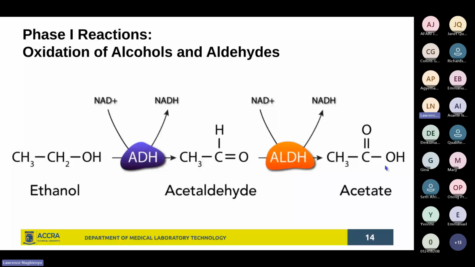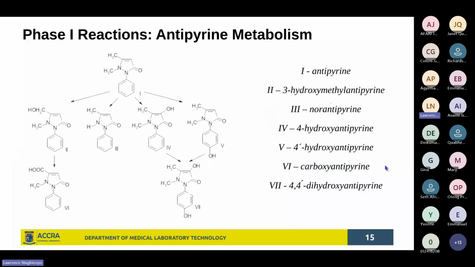Then another example of a phase 1 reaction has to do with the drug antipyrine. So at the top, the first molecule is labeled I. That is the drug itself, antipyrine. And then we have different metabolic pathways that this drug can pass. And here you realize the very first metabolite, which is labeled II, and the name is on the right hand side.